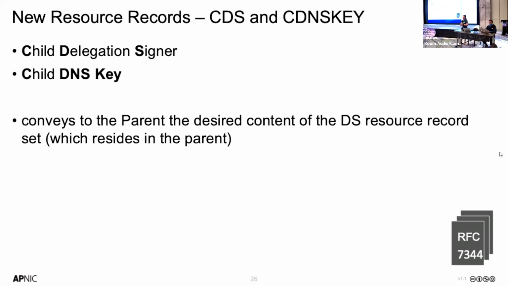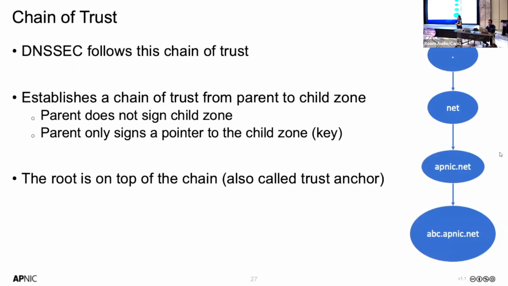So usually, it doesn't have to go all the way to the parent. The child zone can add the CDS record and the CDNSKEY record, and that gives information on what should be added into the parent zone's DS record. Kind of just making it more automated. You can add it from the child zone instead of going manually to the parent every time you have that new key. All right, and that leads us to chain of trust.